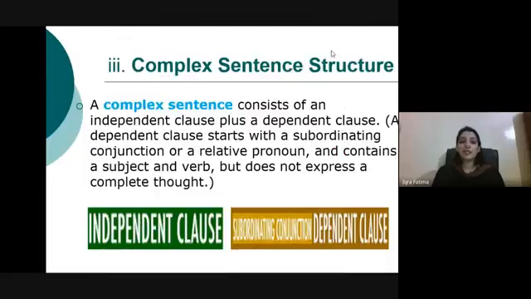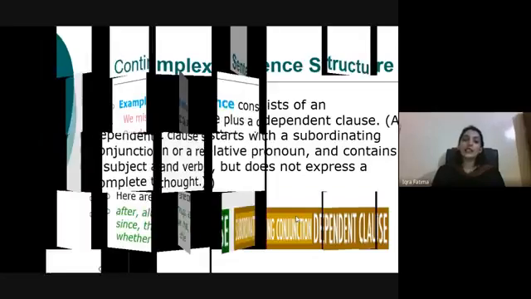The third type of sentence is the complex sentence structure. In a complex sentence structure, we can add an independent clause and a dependent clause. A dependent clause always starts with a subordinating conjunction or a relative pronoun. And you know the relative pronouns are that, which, whom, whose. So the structure of the complex sentence is an independent clause and a dependent clause joined with a subordinating conjunction.